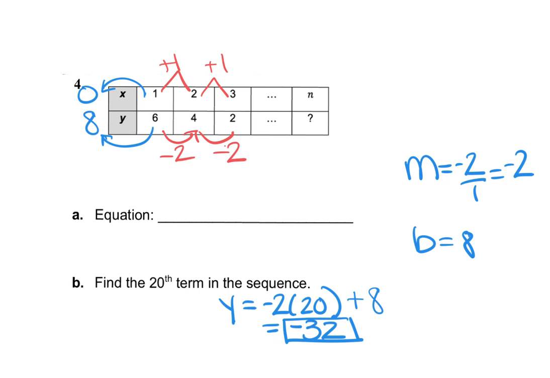Then we took y is equal to negative 2x plus 8. And then in order to find the 20th term, we simply just inserted the 20 into where you find the x. And so the 20th term in the sequence would be negative 32.